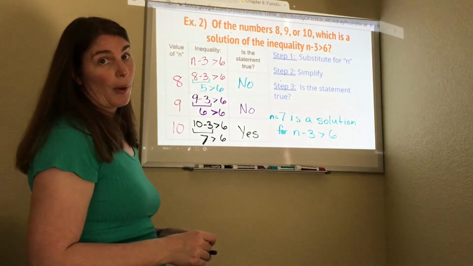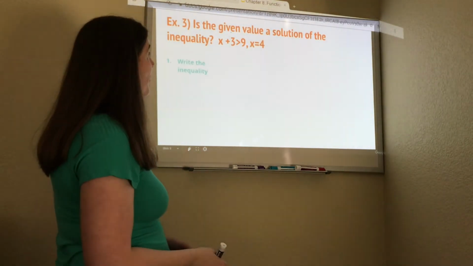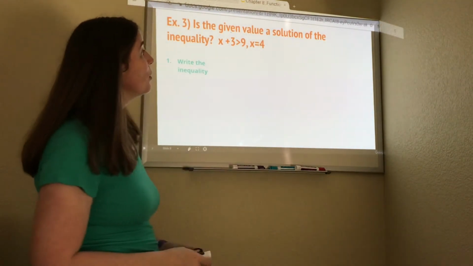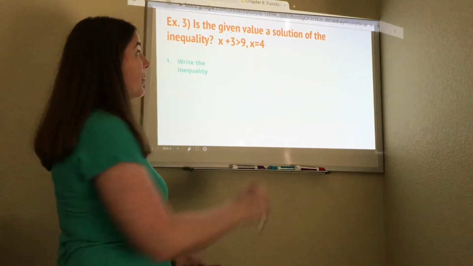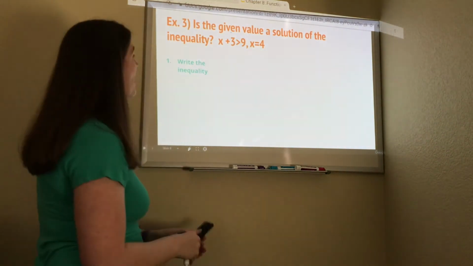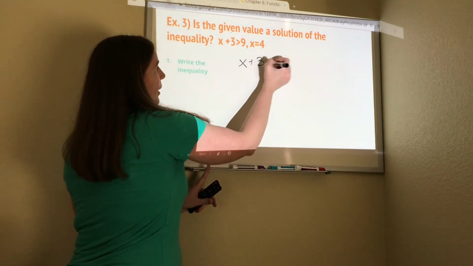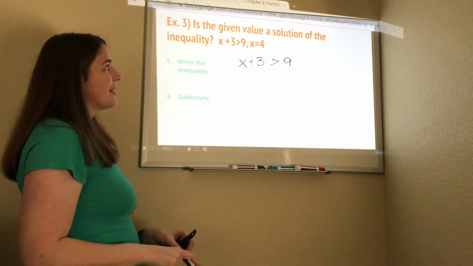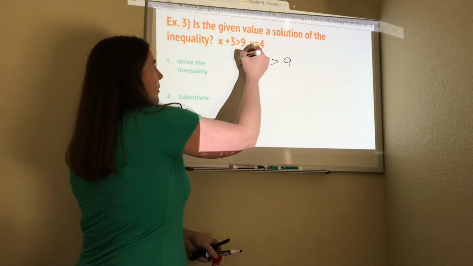Let's go on to our next problem. This is a little bit different than what we did before. For example 3, it says, is the given value a solution to the inequality? Now we're given the inequality, and we have to figure out if x equals 4 is a solution to it. Okay? So I'm going to write the inequality: x plus 3 is greater than 9. That's my first step. My second step is I need to substitute x equals 4 into this inequality.